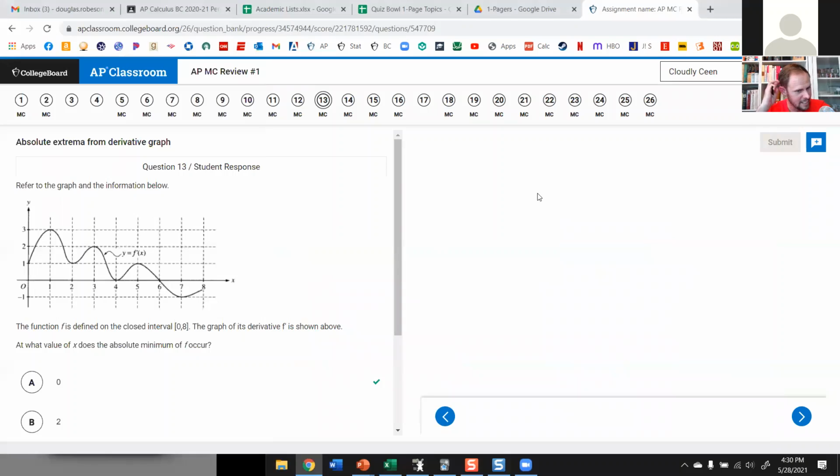Just FYI. All right, so on to the multiple choice. There were a few that I wanted to check out, but not too many because really most of you did quite well on this. So 13 was one of them. This is 13 right here.